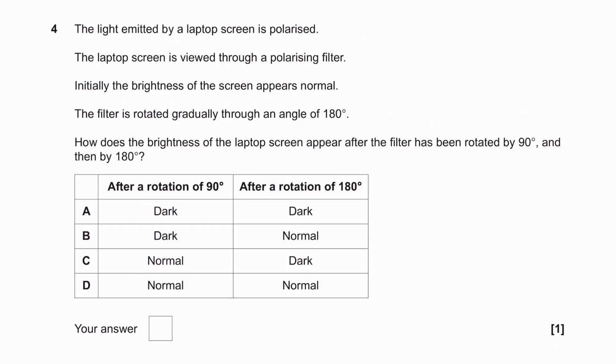Question number 4, it says that the light emitted by a laptop screen is polarized. The laptop screen is viewed through a polarizing filter. Initially, the brightness of the screen appears normal, and the filter is gradually rotated through an angle of 180 degrees. How does the brightness of the laptop screen appear after the filter has been rotated, first by 90 degrees and then by 180 degrees? So if you rotate it by 90 degrees, it will become dark. And then if you go by another 90, so basically making an angle of 180, it will go back to normal. So B is the correct option here.